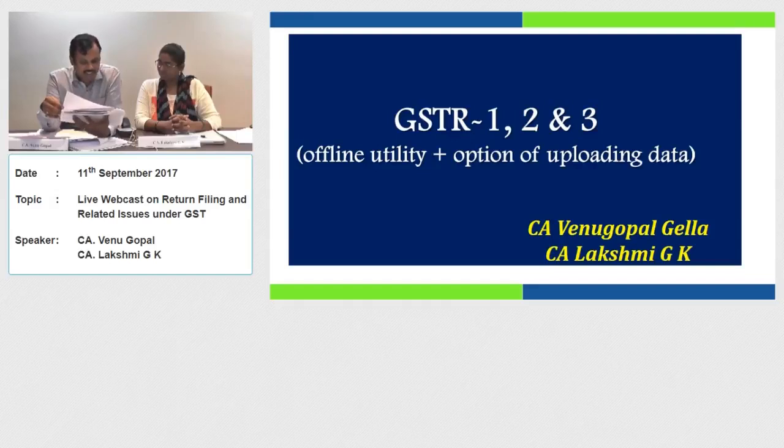Heath, what is the difference between nil rated and zero rated, which we have explained? 140 subsection 5 credit to be shown under which column of table 11? This is a transition reporting. It is not under GSTR 2.